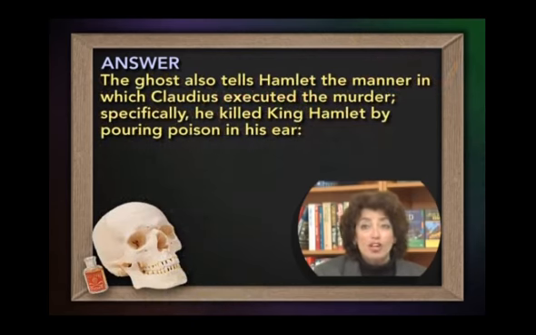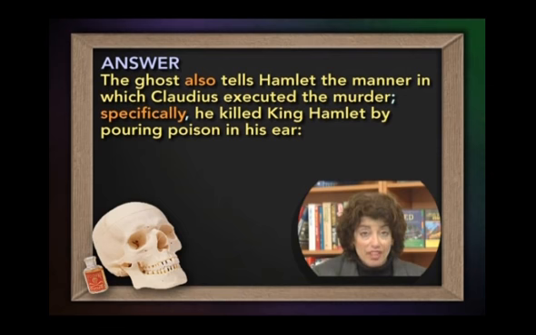To continue, the ghost also tells Hamlet the manner in which Claudius executed the murder. Specifically, he killed King Hamlet by pouring poison in his ear. I've got the word also to show addition, and I've used specifically to show an example. Please look carefully at that construction, the semicolon, the word, and then the comma.